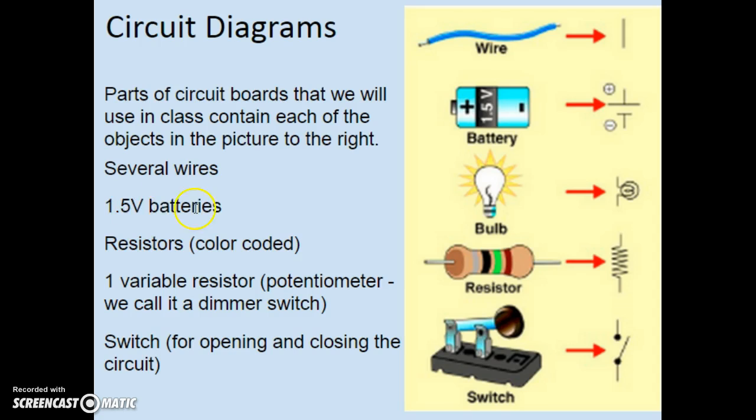So we'll be using 1.5 volt batteries. Resistors will be color-coded. They're green, red, and blue. A variable resistor, sometimes called a potentiometer, simply controls the amount of resistance in the circuit. And then a switch, we're opening and closing the circuit. It's like a light switch, simply put.